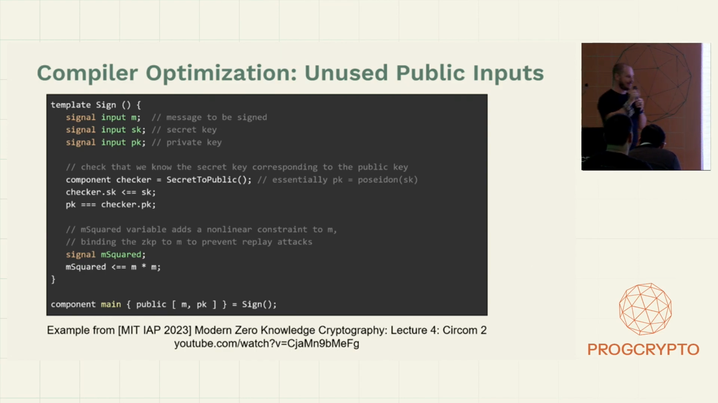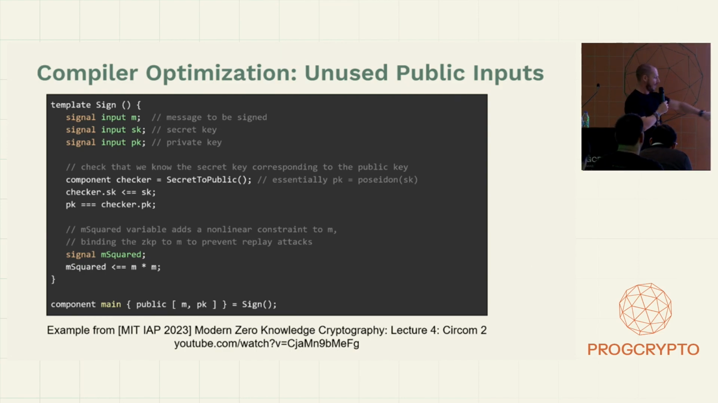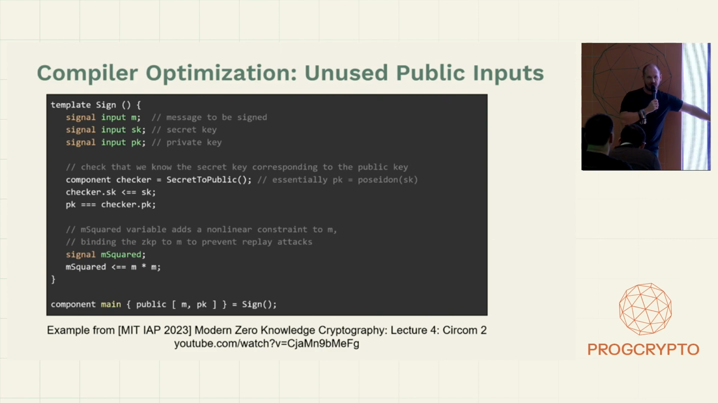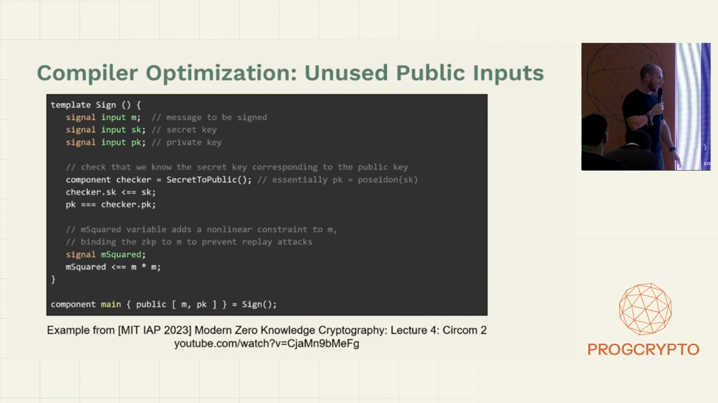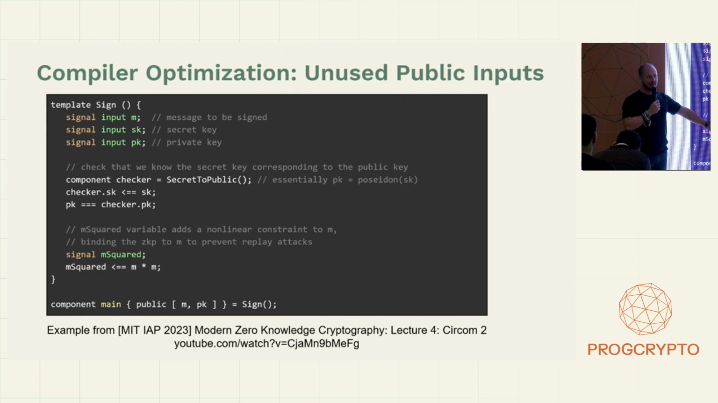Well, I actually didn't include the other slide, but the original circuit didn't have the second half. And the problem was that if you were to do a signature here, you could have replay attacks because there was no m squared. This is a dummy variable. This fixes the problem, and I apologize, I should have kept the other slide to show it. But what happens is that there's no nonlinear constraint. The compiler will basically not route this thing.